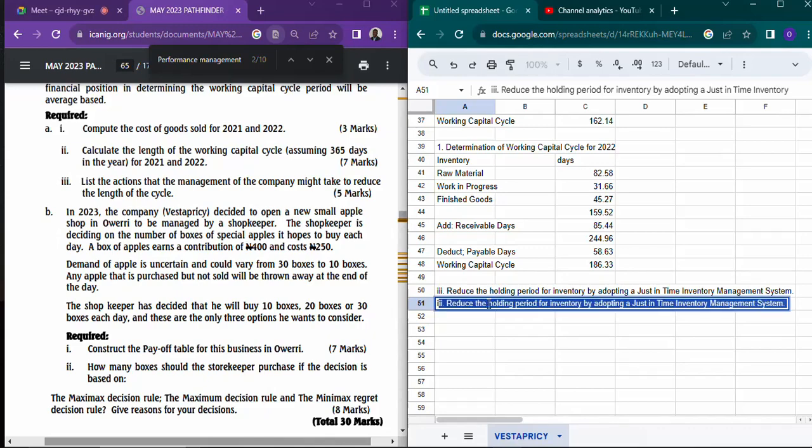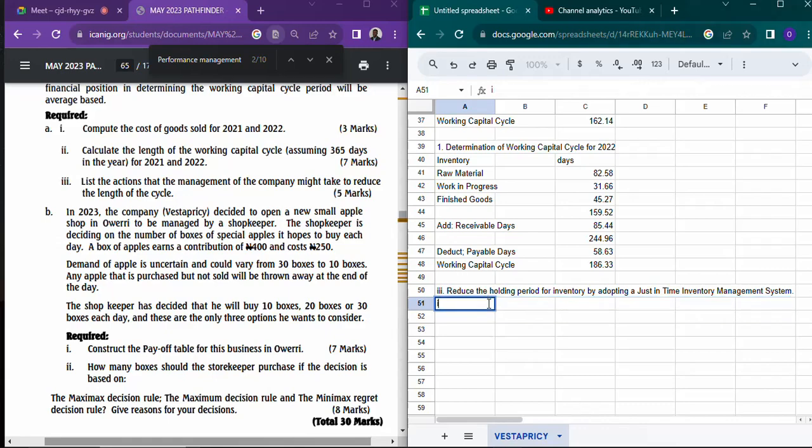Then number two would be to reduce the finished goods holding period. If the finished goods holding period reduces, the total receivable and the total inventory days will also reduce, by producing to order. Do you understand?